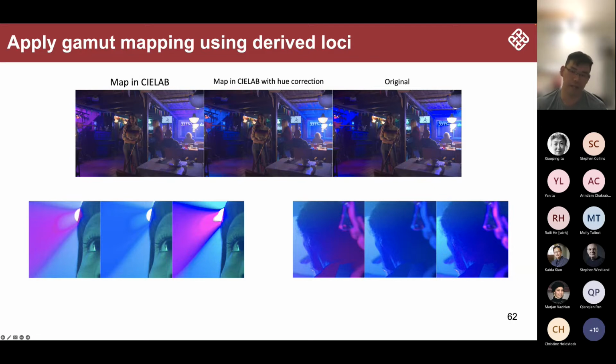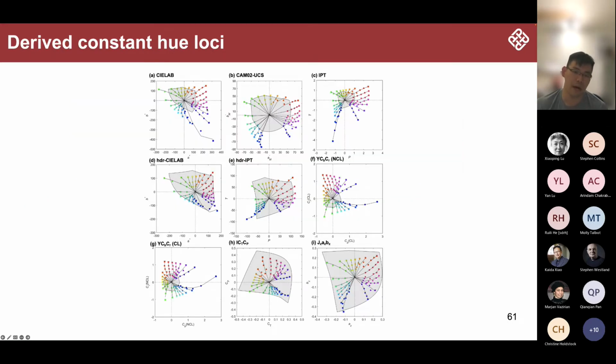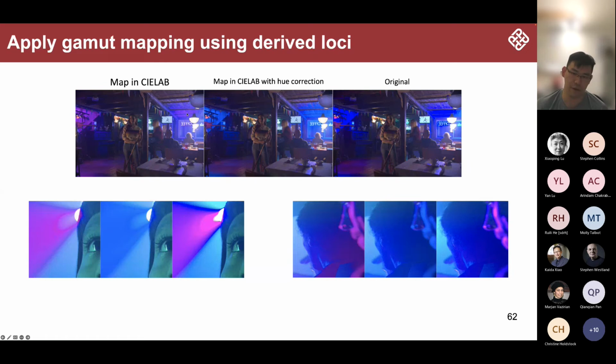For this image, you can see that it's a blue light, and if you compress that, it will shift to purple or violet. A similar thing happened to the ceiling color here. And this one is if we map in the CIE-ARB and then correct the hue based on our result, and you can see that we can correct the colors very well. Which means that our experimental results can show the hue correction pretty well. Okay, this is for this image.